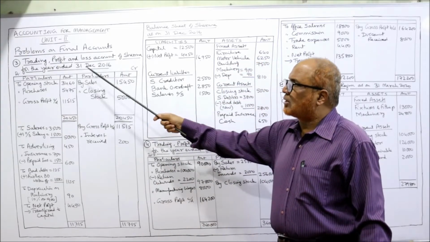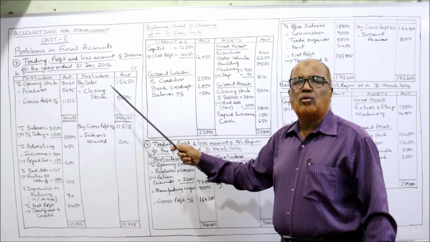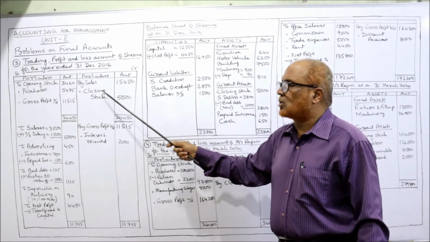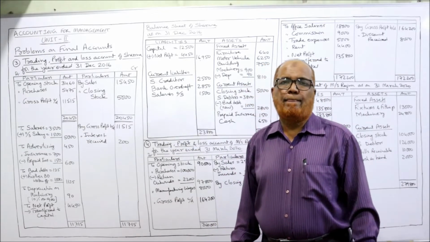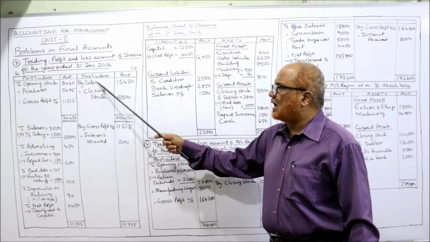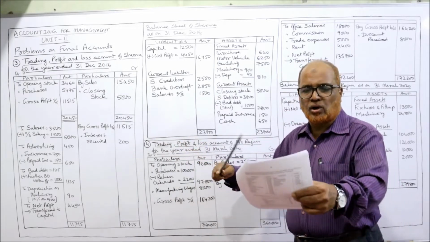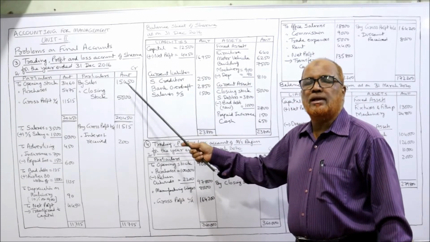Trading profit and loss account of Sharma for the year ended 31st December 2016. Debits, credits. Credit side only two items, sales and closing stock. In this problem, there is no sales return inward. Sales return are not given. Only sales are given. That's why directly I am taking sales. Closing stock, last adjustments it is given. First adjustment, 5,000. Only two items.